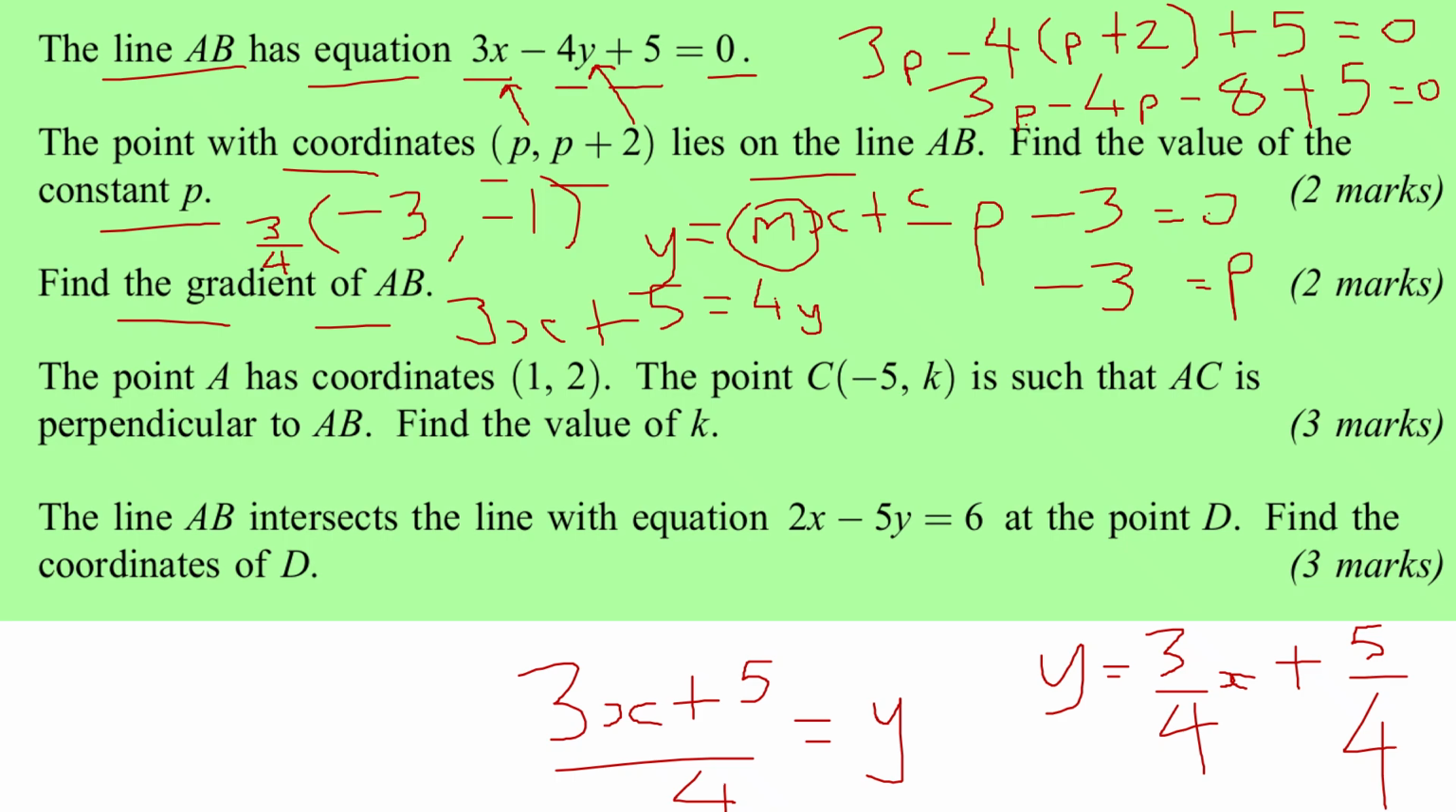Next up, next part. The point A has coordinates 1, 2. The point C has coordinates minus 5, k, such that AC is perpendicular to AB. Very important. Find the value of k. So if AC is perpendicular to AB, that means the gradients must multiply to make minus 1. In other words, it's the negative reciprocal. So the gradient of AB is 3 quarters, then the negative reciprocal will be minus 4 over 3, or minus 4 thirds.